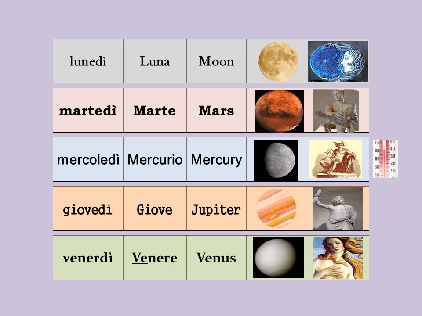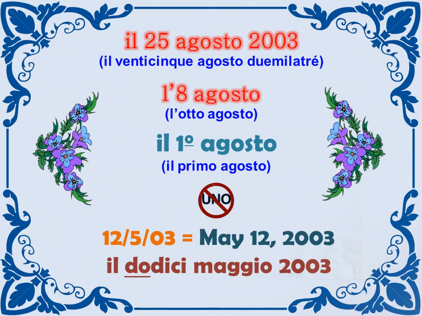Mercoledì. Mercurio is the Italian name for Mercury, the planet, the Roman messenger god, and the metallic element. Giovedì. Jove is the Italian name for Jupiter, both the planet and the supreme Roman god. Venerdì. Venere is the Italian name for Venus, both the planet and the Roman goddess of love.